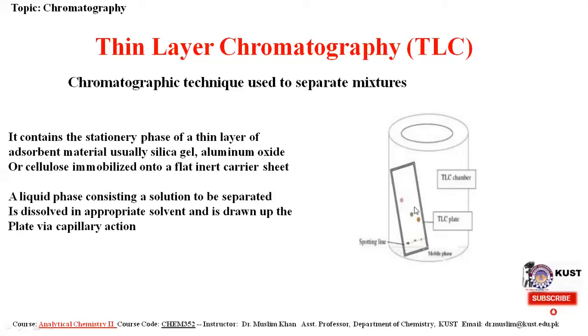So these are basically stable and chemically inert plates where a thin layer of a stationary phase is applied onto its whole surface. The stationary phase on the plate is of a uniform thickness so that a uniform separation is achieved. So the next one is this TLC chamber.